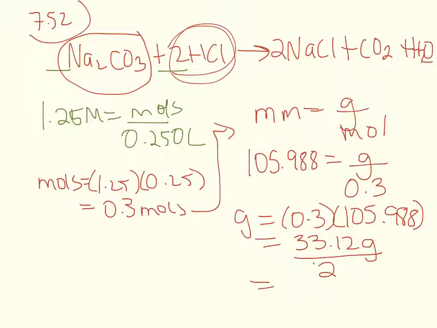So when we divide 33.12 grams by 2, if we're going to round off to 1 decimal place, we get 16.6 grams. And that's what we actually need in order to react exactly with 1.25 molar hydrochloric acid solution and 250 milliliters of it.